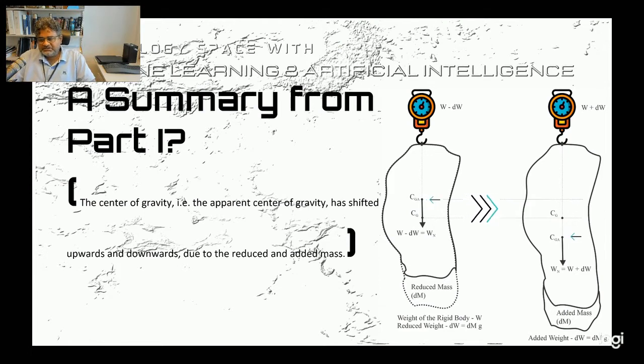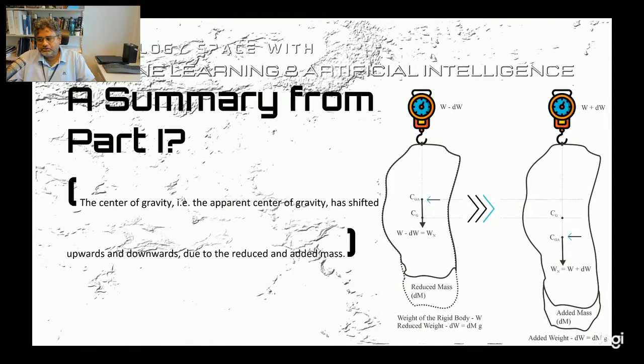Let's recap the information from part one. In that video, we considered two situations of a rigid body. The first situation is the rigid body with reduced mass. The second situation is the rigid body with added mass. In the reduced mass situation, when a rigid body is partially submerged in a fluid, it may feel like it has reduced some weight due to the buoyant force. Because of that, the center of gravity in that rigid body will move away from that reduced mass area. And the second case we also briefly introduced.